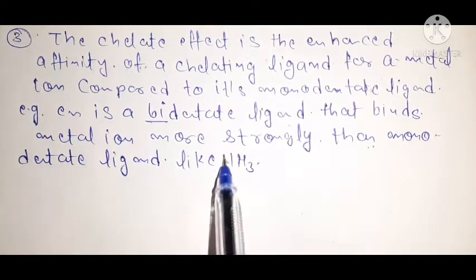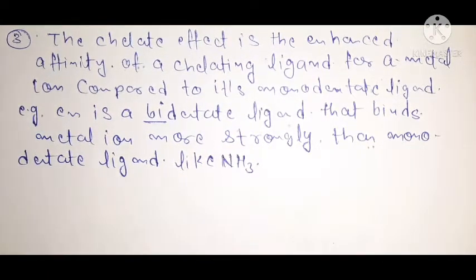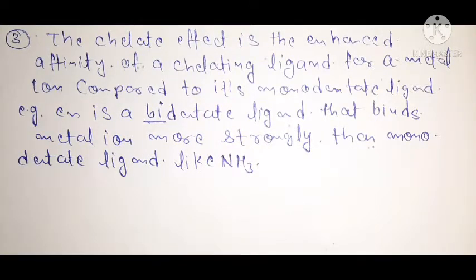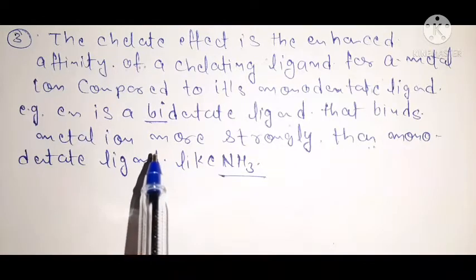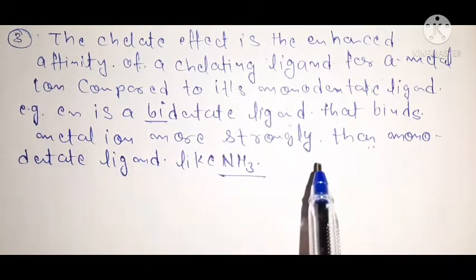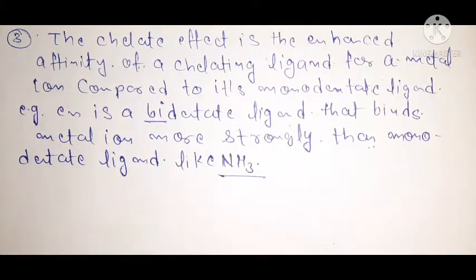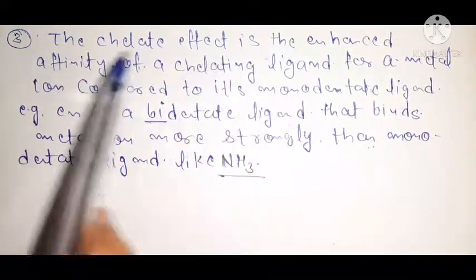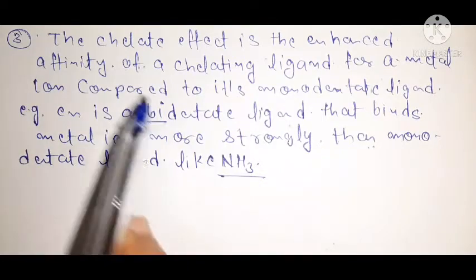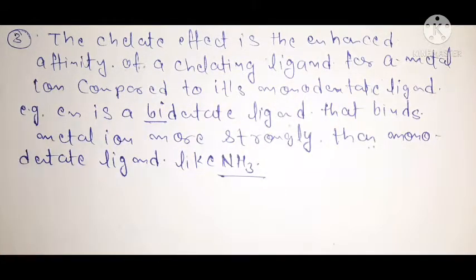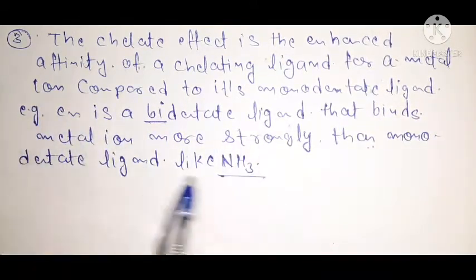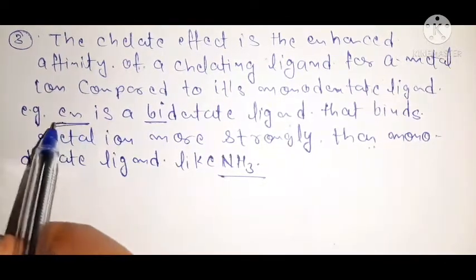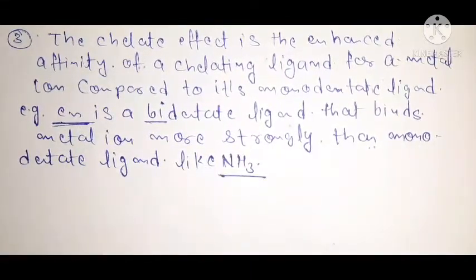Okay, so that means here NH3 also has a nitrogen site for binding with metal ion. Okay, but it is a monodentate ligand. It means it has only a single nitrogen, but en is a bidentate because it has two nitrogens, so it binds more strongly compared to its monodentate ligand. Okay, so this definition is clear by this example. So chelate effect is enhanced affinity of a chelating ligand for a metal ion compared to its monodentate ligand, and we can clear this definition by taking this example. So we take an example of ethylene diamine and only a single amine.